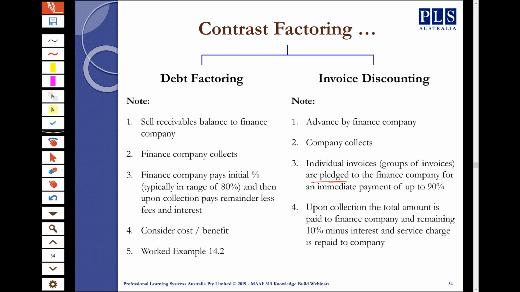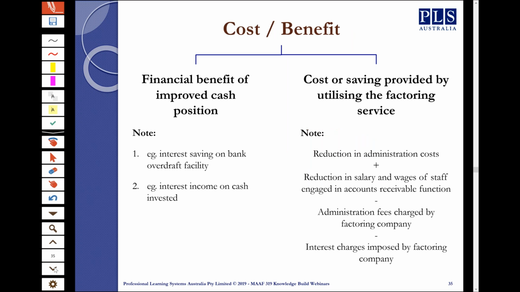So I'd like you to think more about invoice discounting as being advanced logic. The downfall, however, is you still need to collect. At least under debt factoring, you no longer need to collect. I would, however, note for this, one thing that I've always been surprised that they haven't done is look more at worked example 14.2, which is a cost benefit exercise.